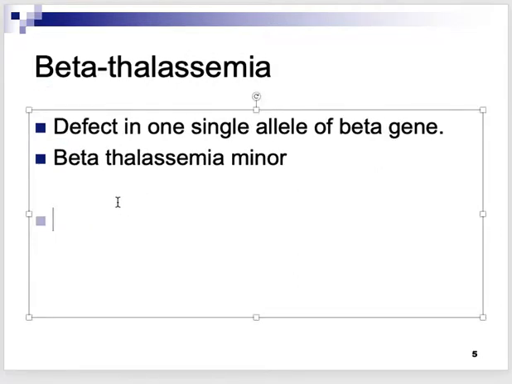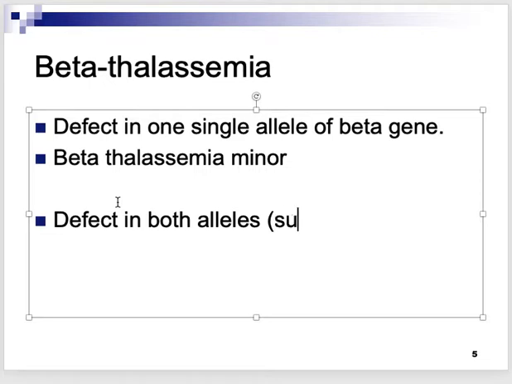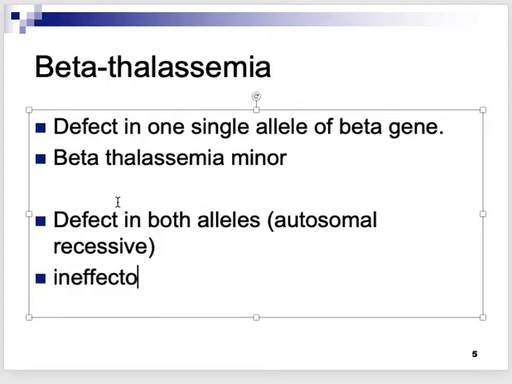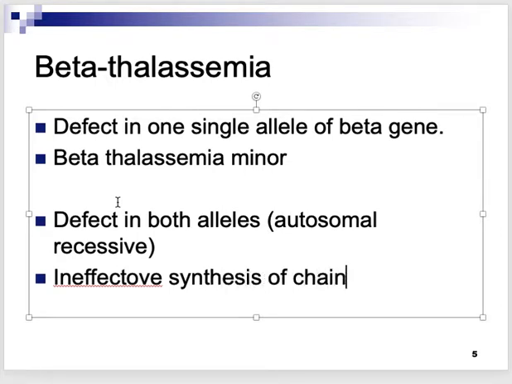They don't have anything. Now, whenever there is a defect in both alleles, so now see, the beta chain is controlled by two alleles, and both of them are defective. So now they are homozygous for the defect. Of course, we need both of the alleles to be defective, so it is autosomal recessive. So now there is ineffective synthesis of the chain. The chain will be defective.